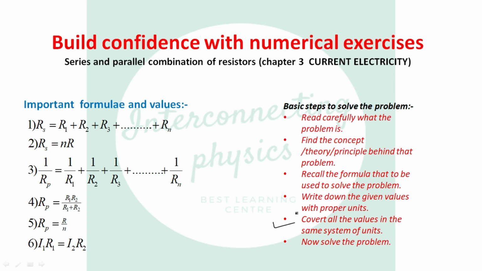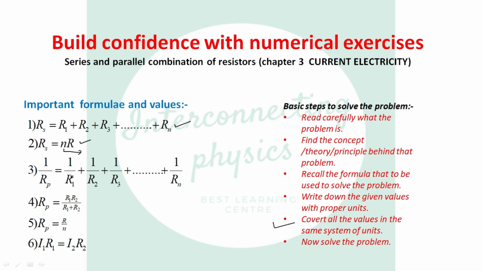Now today the formulas which we are going to use are: number one, if n resistors are in series, then the equivalent resistance between 2 points will be R1 plus R2 plus R3 and so on up to Rn. And if they have the same value of resistance, then we can write Rs equal to N into R, where N is the number of resistors.